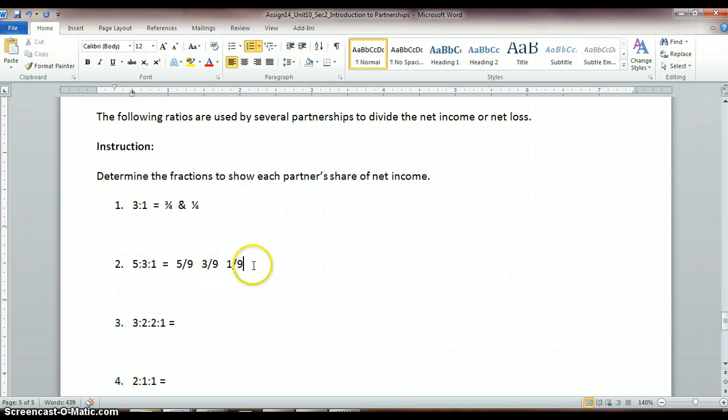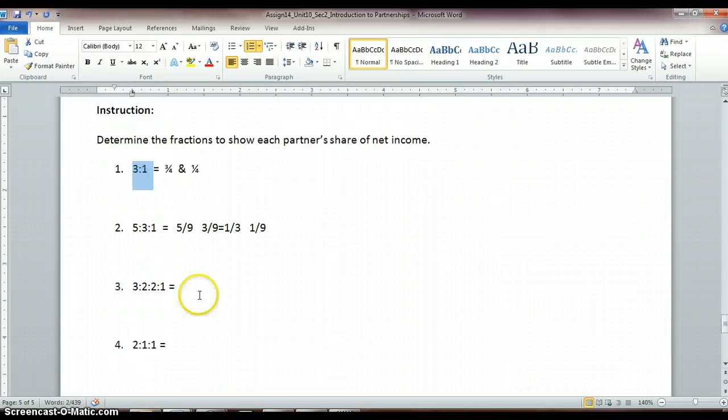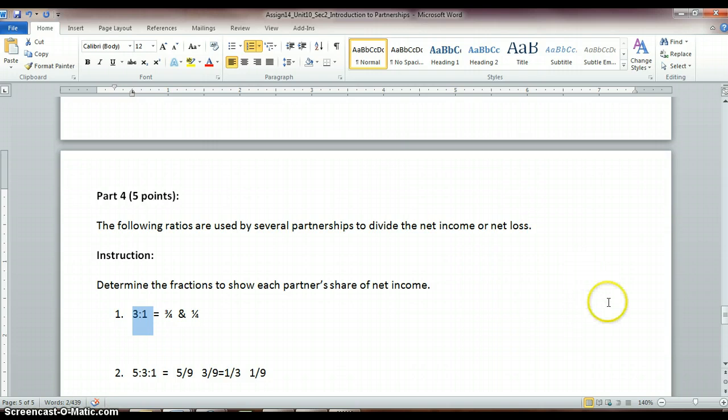So you can either leave it in fractions like this, or, I'm kind of OCD when it comes to fractions, so if I see it can be taken down a little further, I know this can be broken down to 1/3. So you can go ahead and leave it as either 3/9 or 1/3, whichever way you please. Anyway, that's just a simple, quick way of how to determine these ratios into fractions. Add the numbers up to get your denominator, and then each one over the denominator represents the amount of share each partner gets in the business. So that is Part 4 of this assignment.